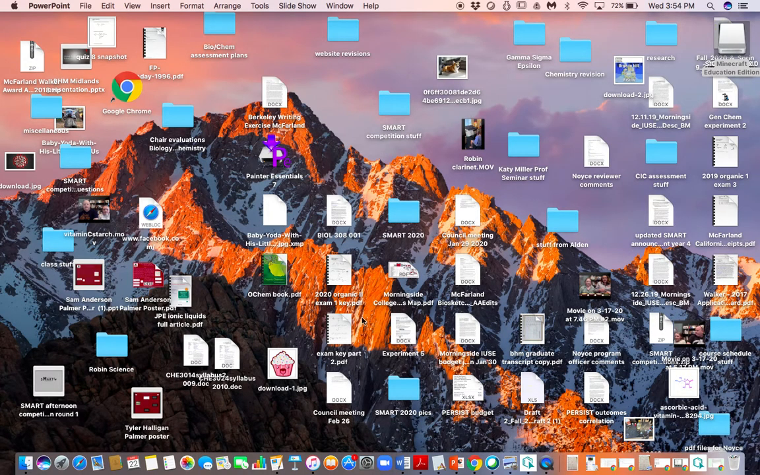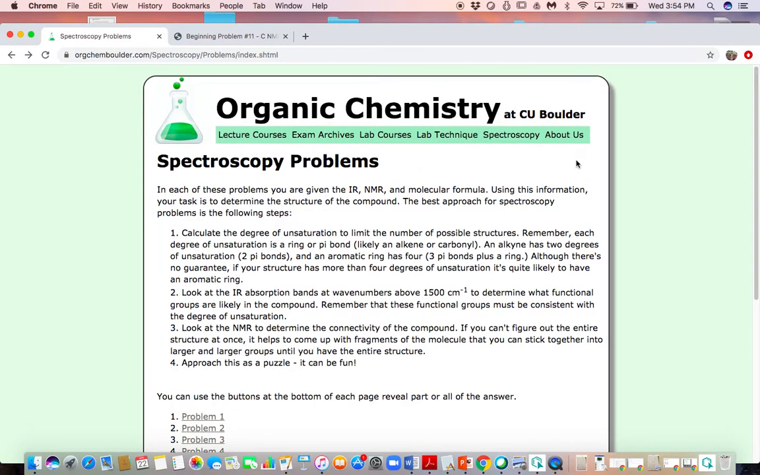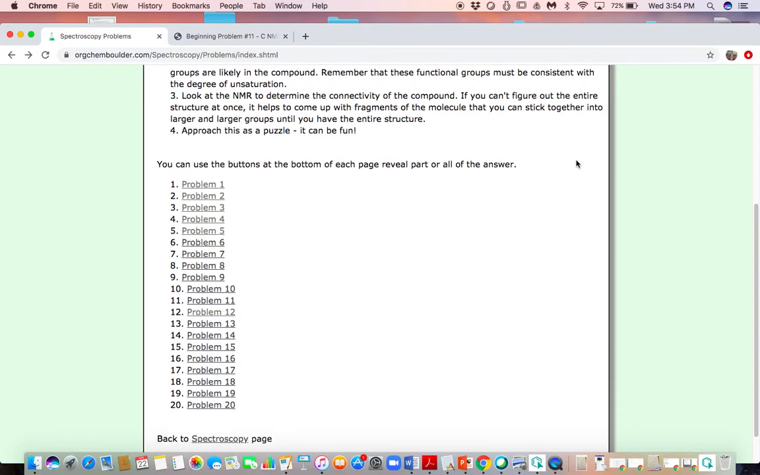Now what I want to do is go over some practice problems with you. I put a couple of resources up on Moodle, a couple of links to different places with good practice problems. This is one that we've done before. We've used this Colorado Boulder site for IR practice, and we're going to use it again for some NMR practice. And we'll also use the IR as a supplement.